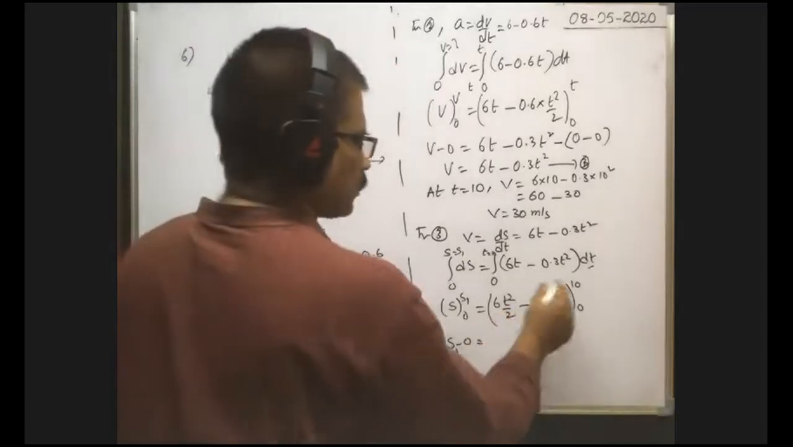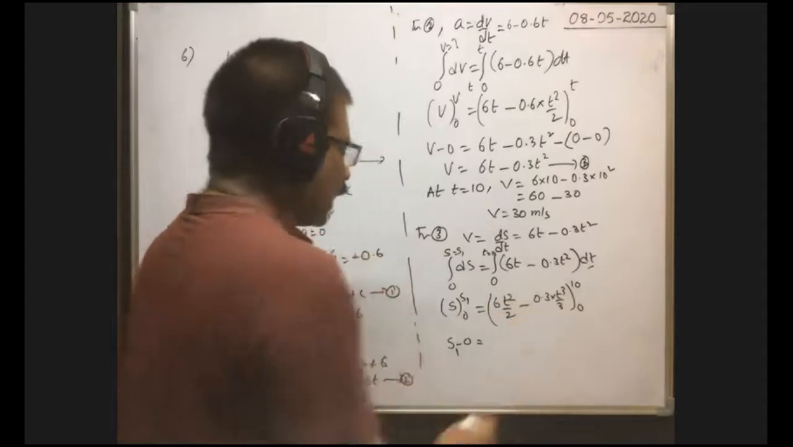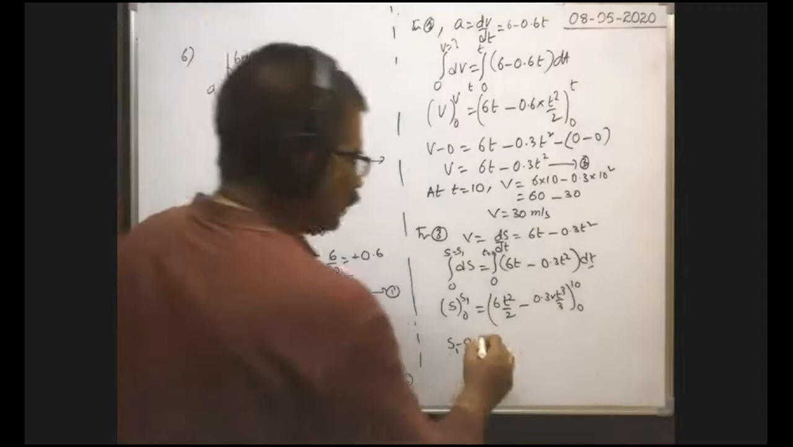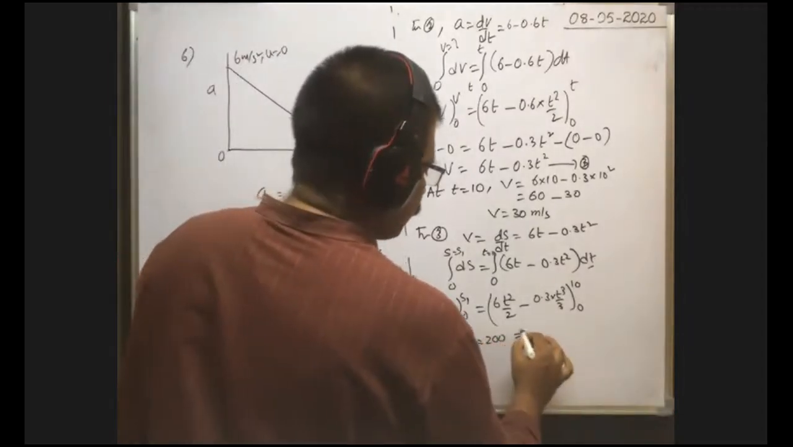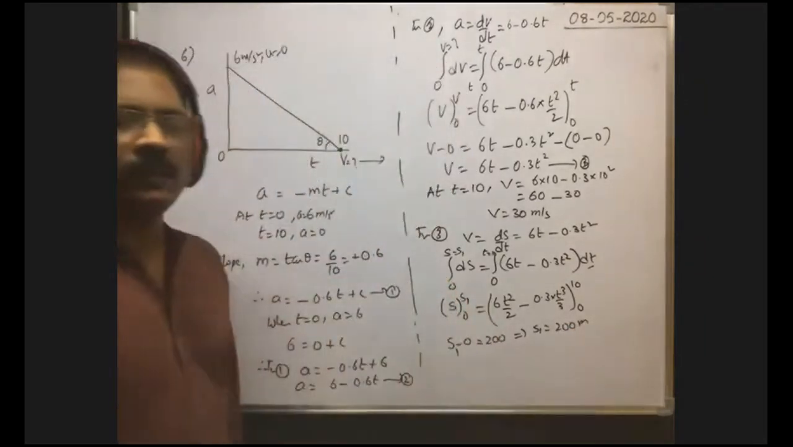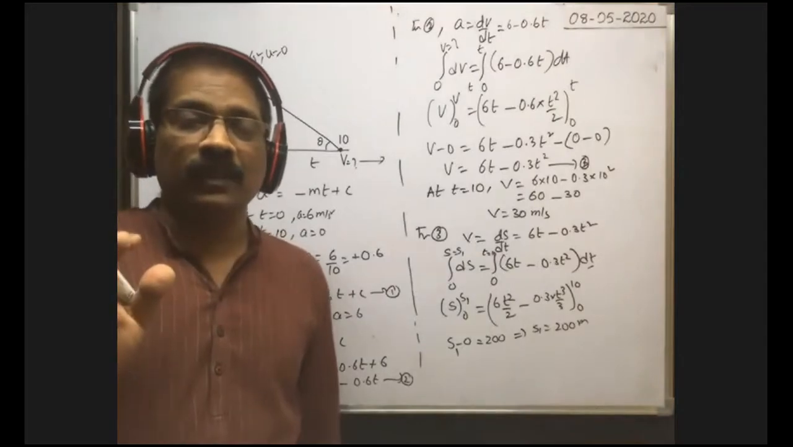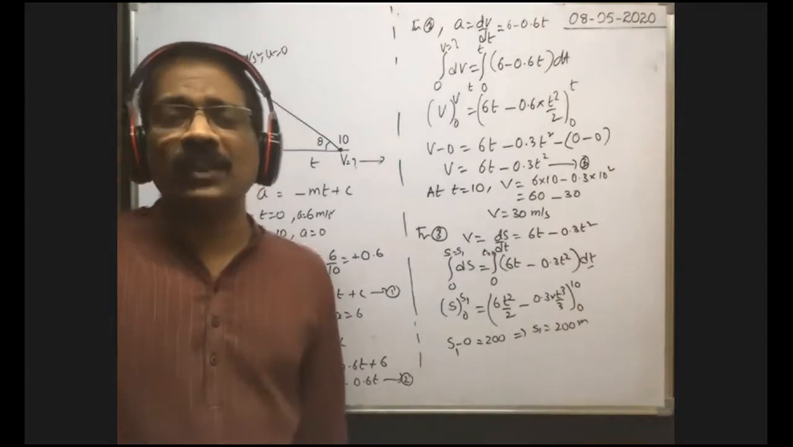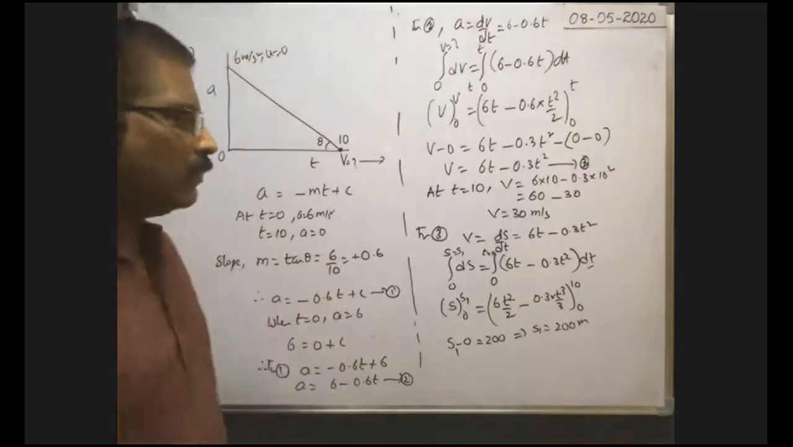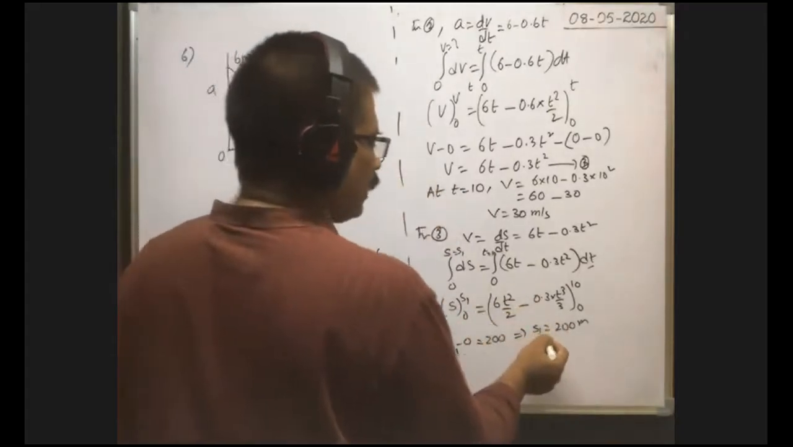That is equal to, you substitute the limits, 6 into t square means 100 by 2. Okay, you simplify them. When you simplify them, you will get 200 meter. That implies distance traveled in first 10 seconds is equal to 200 meter. But in the problem, it is given, what is the time taken to travel total distance 400 meter, that is given. Total distance 400 meter, that is given. But here the distance traveled by the body in 10 seconds is 200 meter.